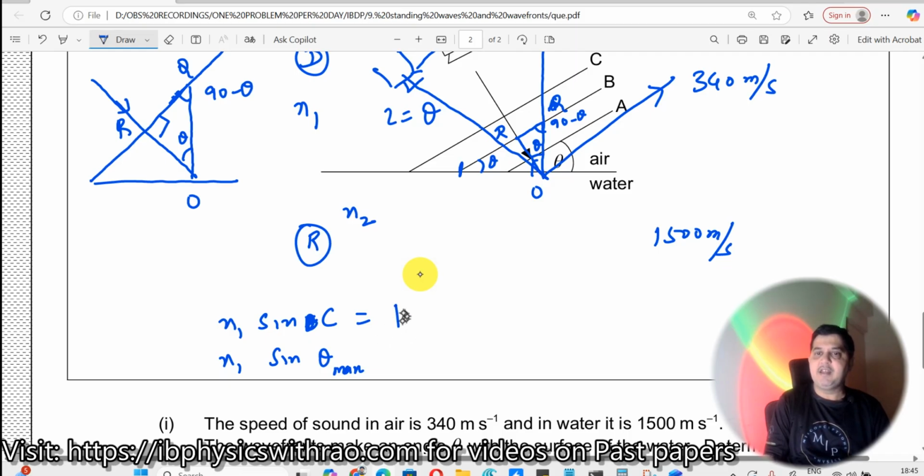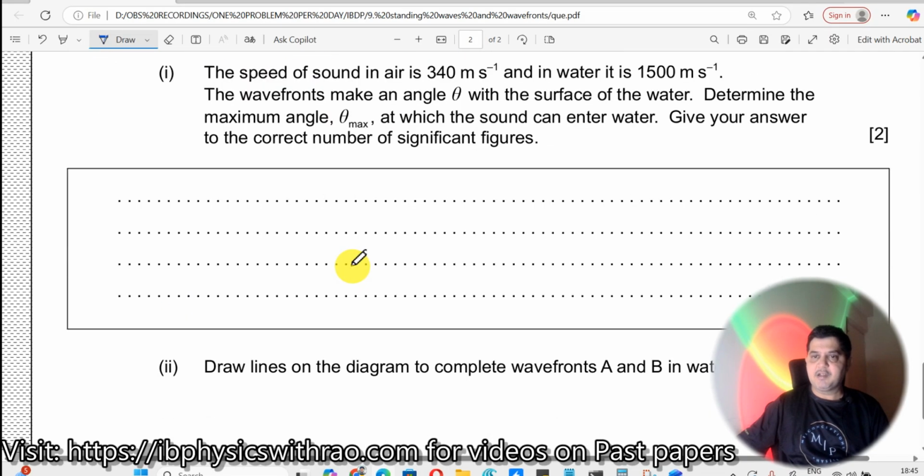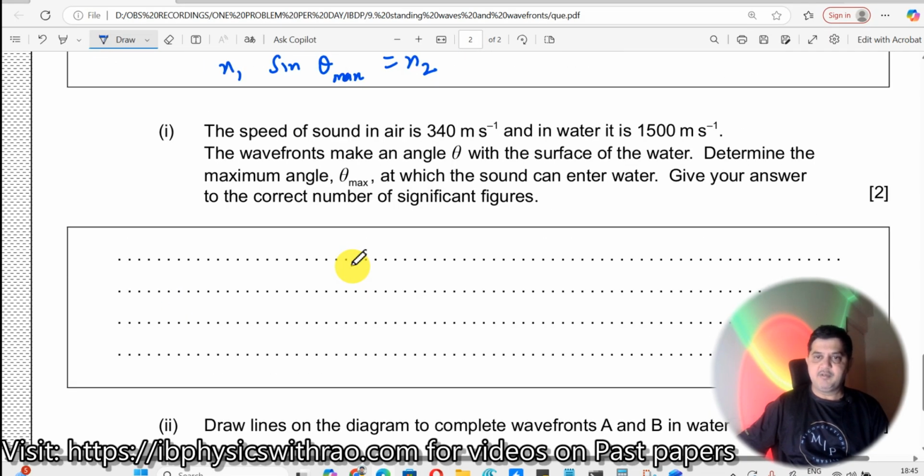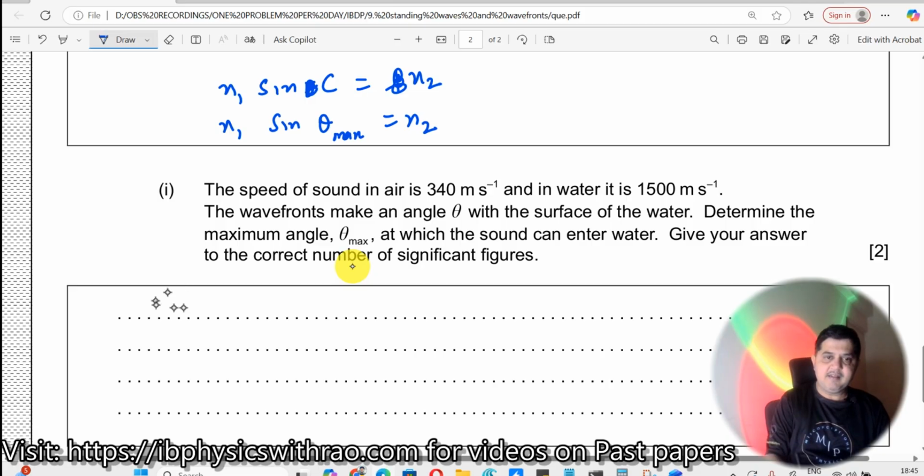When do you consider this 1? When this is your air, but here it is water only. So therefore, I should write this as N2 here. Okay. Now we have arrived at the equation. So for 2 marks, so many things are communicated. So now you have N1 sin theta max is equal to N2.